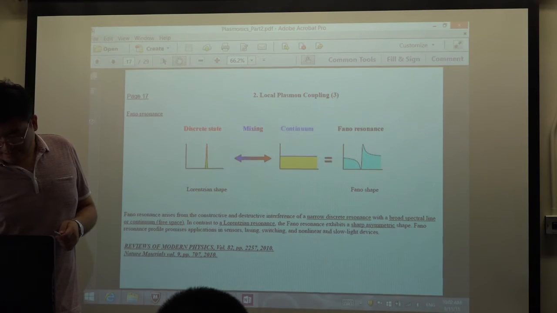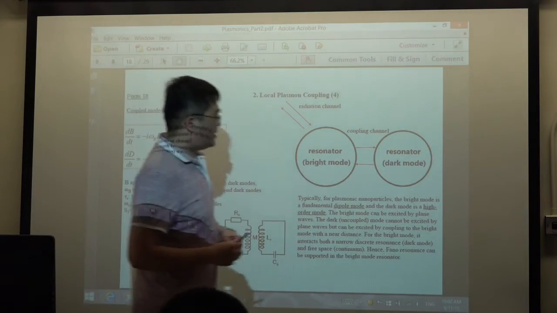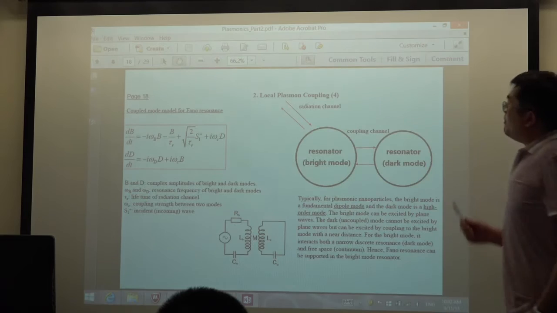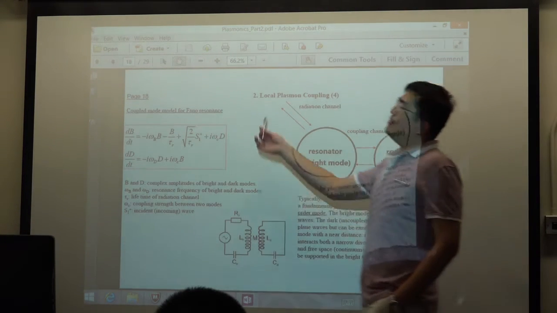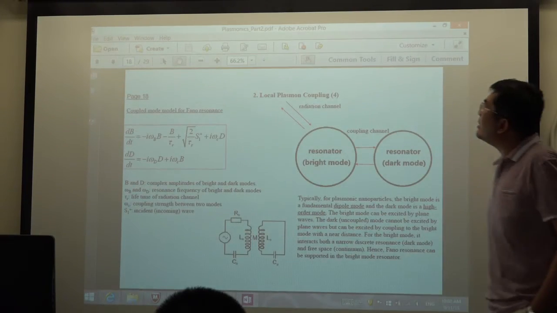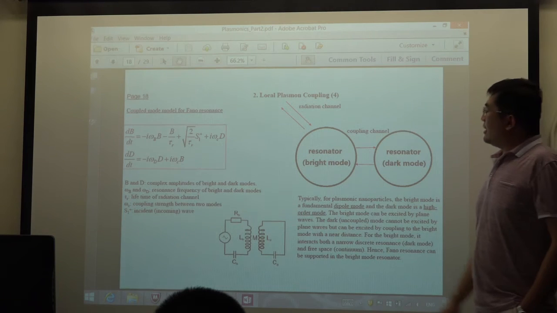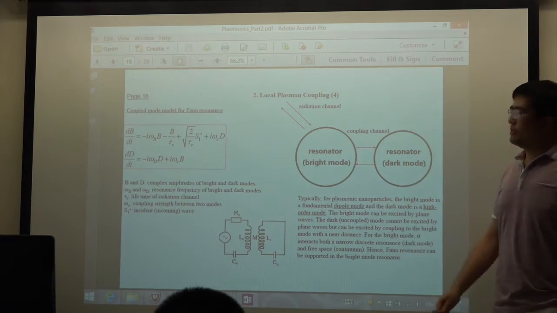So I'd like to talk about this model for Fano resonance. What's the physical concept of Fano resonance? This is a basic model from coupled mode theory. We talk about coupled mode theory, right? This theory was established by Haus and developed by Shanhui Fan and Steven Johnson. It's an MIT group. So you can see this is a physical picture for this Fano resonance.